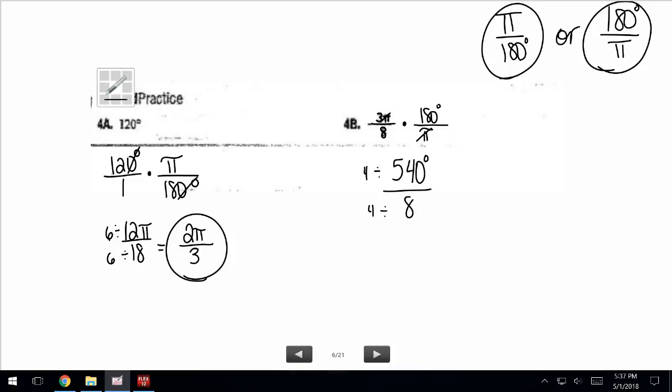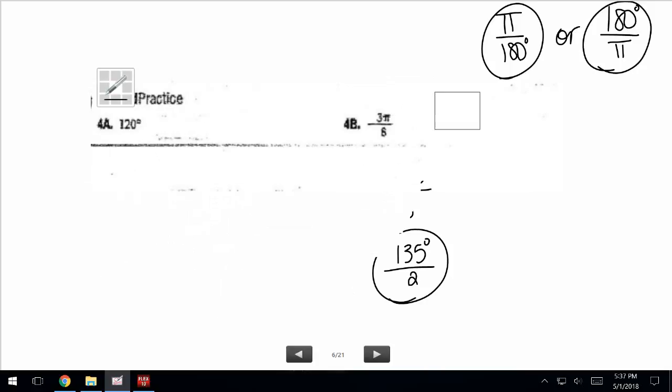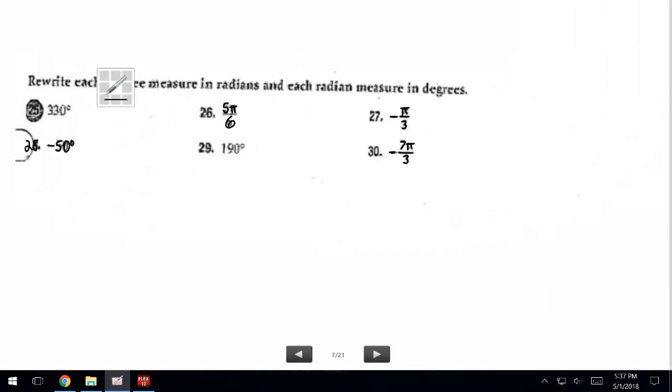So 540 divided by 4 is 135. 8 divided by 4 is 2. And that's it. That's all you got to do. All right, let's go on to the next page, and let's work through some more of these. Let's practice some more, okay?